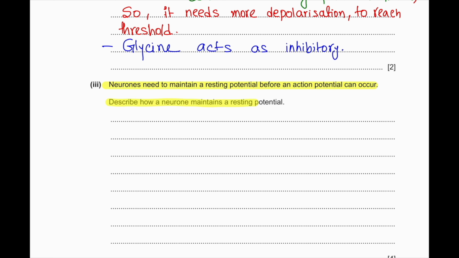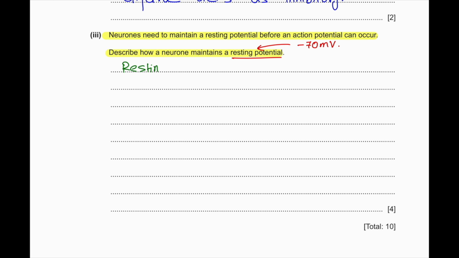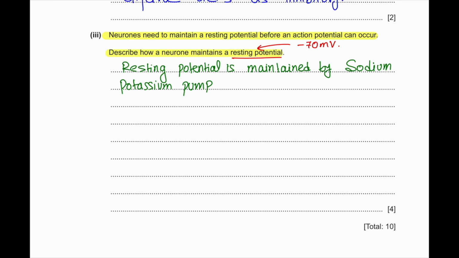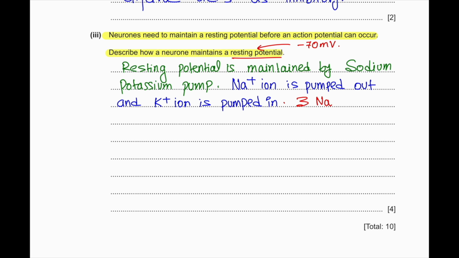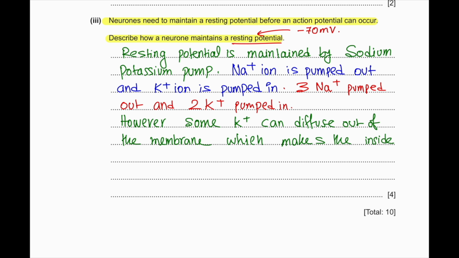Neurons need to maintain a resting potential before an action potential can occur. Describe how a neuron maintains a resting potential. Resting potential is maintained by maintaining a potential of minus 70 millivolt. Resting potential is maintained by the sodium-potassium pump. Sodium ion is pumped out and potassium ion is pumped in. 3 sodium ions are pumped out and 2 potassium ions are pumped in by 1 ATP. However, some potassium ions can diffuse out of the membrane, which makes inside of the axon more negative relative to the outside of the membrane.